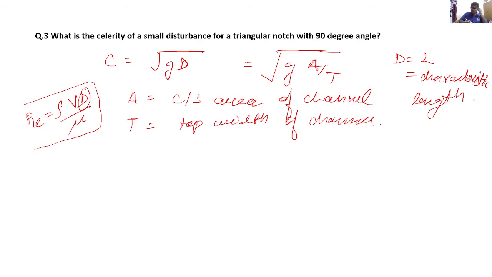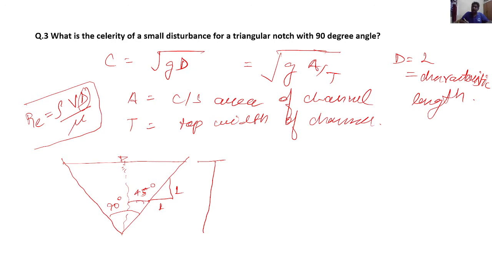Okay, so let's see a case of a triangular notch with a 90-degree angle. So this would look like this. This happens to be the free surface. So the total notch angle is 90 degrees. Half of that angle, because half of the section is equal to theta by 2, would be 45 degrees. So since it's 45 degrees, we know that the side slope would be 1 is to 1.